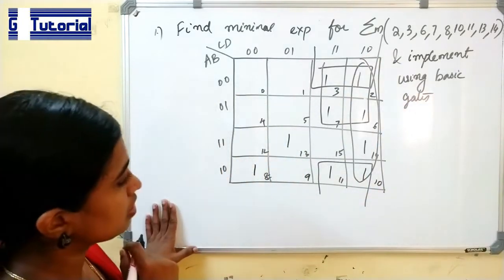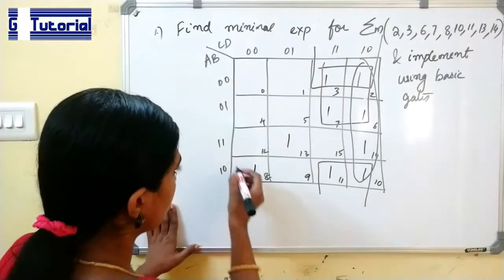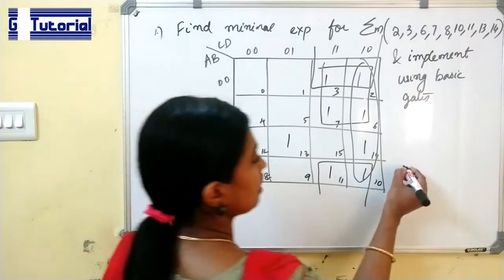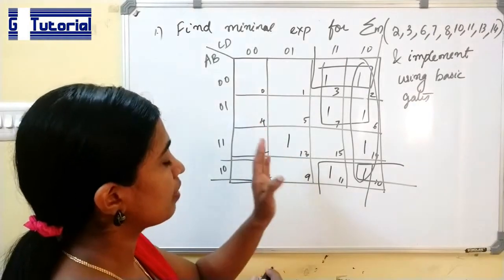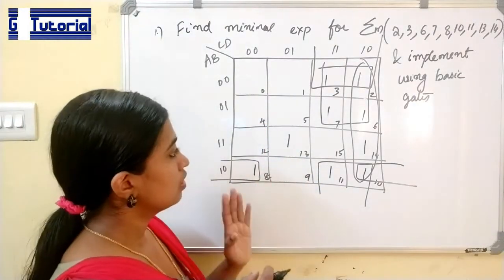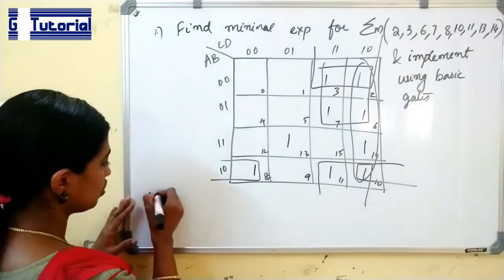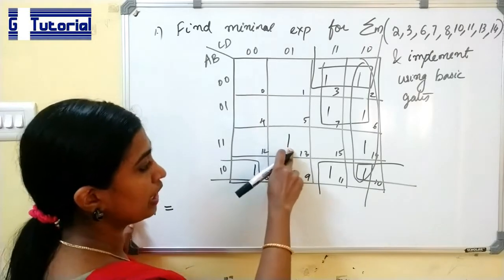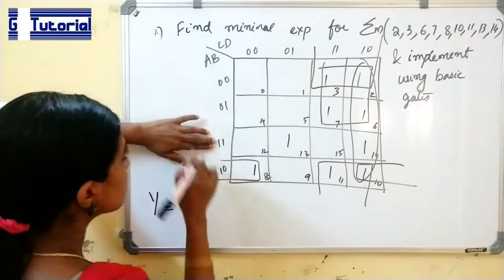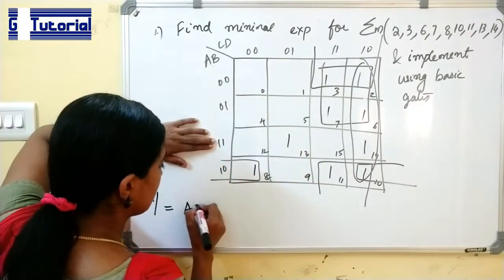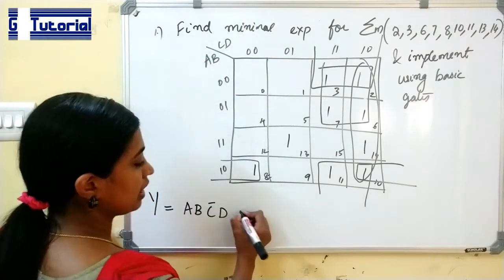Next let us see whether we are able to form any pairs. If we are considering this one, then this one and this one will form a pair. But this one does not form a pair, quad or octet. So let us write the expression for each of these. First let us take this one. This one does not form any quad, pair or octet. So 1 1 0 1. 1 1 is for A and B, A B. 0 1 is C, D. C is 0, so C bar D plus.